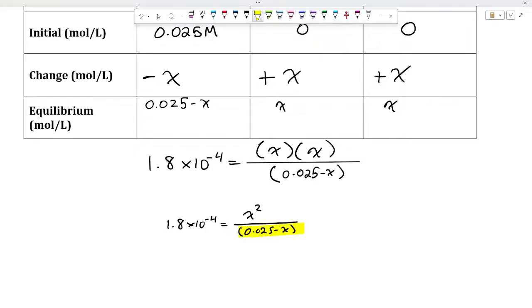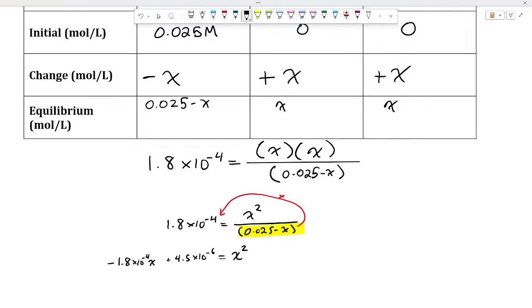Yeah, we're going to have to move this over to the other side. How do we do that? We multiply it. Okay, so that gets a little ugly then. On the right side here we have x squared. What's 1.8 times 10 to the negative 4 times negative x? Negative 1.8 times 10 to the negative 4 x. Well, that's pretty easy. What's 1.8 times 10 to the negative 4 times 0.025? 4.5.